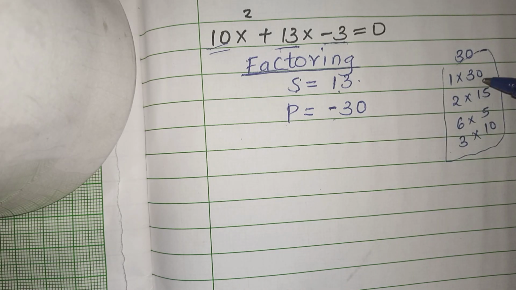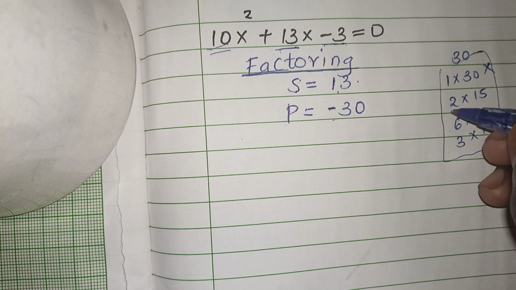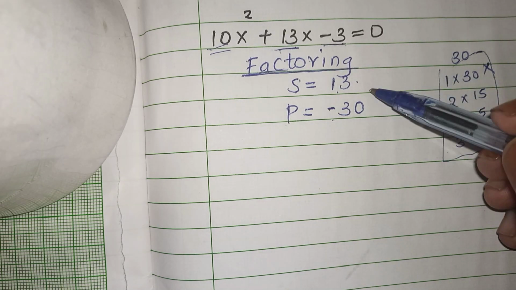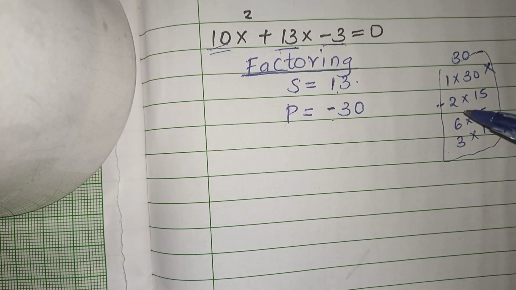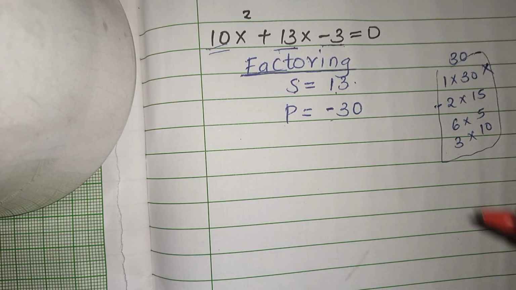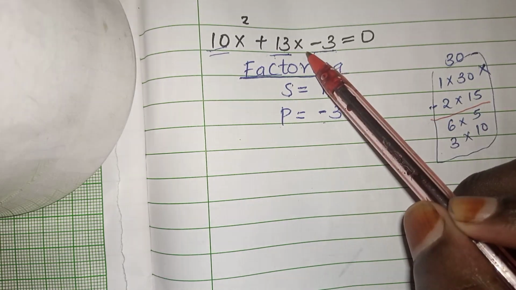So 1 times 30 is 30, but 1 plus 30 is not 13, so we reject that. 2 times 15 is 30, and 2 plus 15 is 17. But if we negate 2, negative 2 plus 15, we get 13. When we multiply negative 2 times 15, we get negative 30. So we will pick that one. We'll pick negative 2 and 15 and substitute them in our quadratic equation.